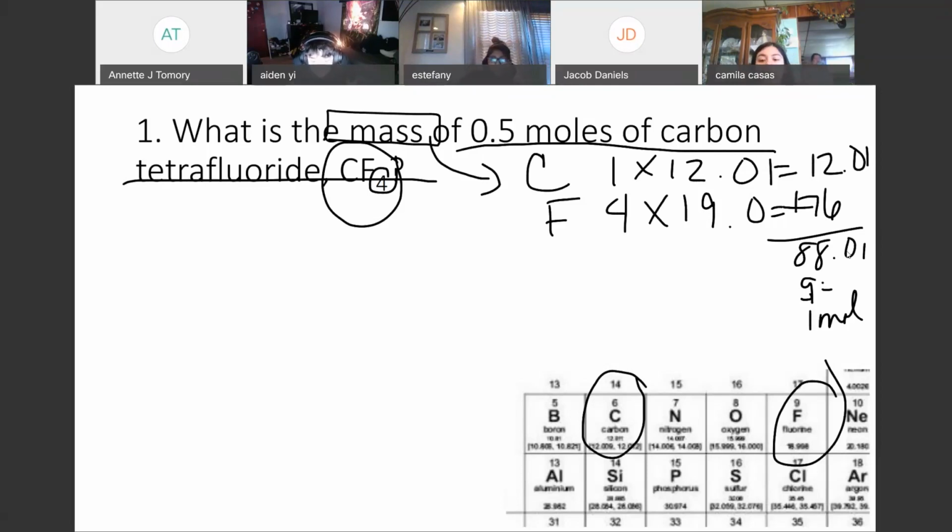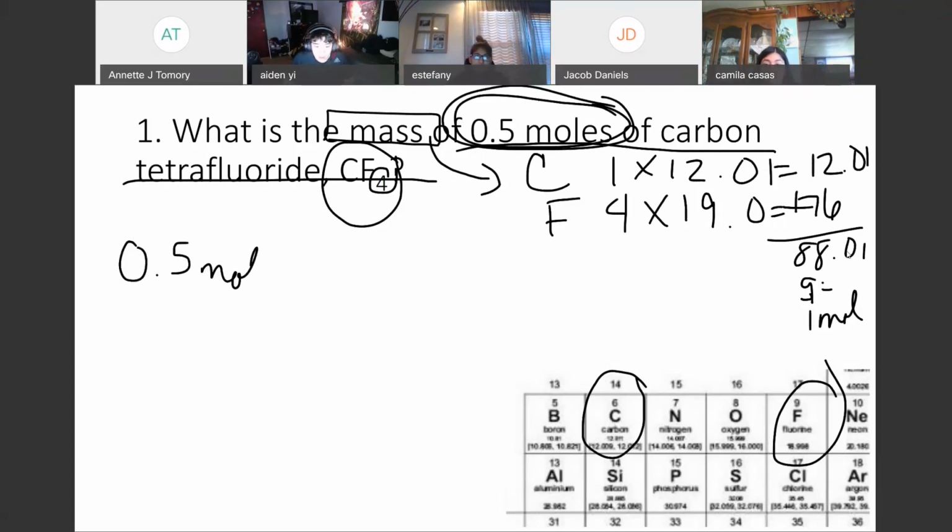Did we put that 88.01 in the first line, or did we put 0.5 moles in the first line? Which one do we put over 1? The number that's in the question itself gets put over 1. So 0.5 moles. We have moles on the top. What do we put on the bottom of the next one? Moles. What number goes with moles? We've already used 0.5. I'm talking about the conversion factor now. 1 goes with moles.